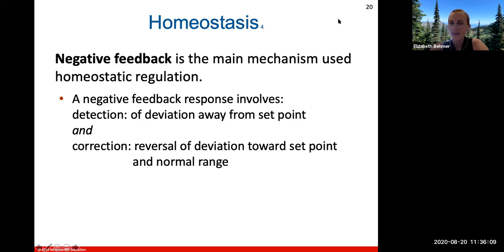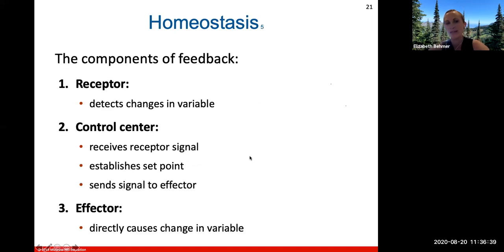Negative feedback then is the main mechanism used to regulate homeostasis. And negative feedback does a change in the opposite direction. So a negative feedback response involves detection of a change in that variable, so any deviation away from that set point, whether it's a blood glucose level out of the range or a temperature out of the range. And then the correction part of the negative feedback response will reverse that deviation to try to get it back to the normal set point.